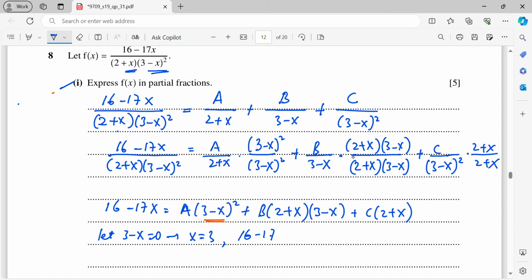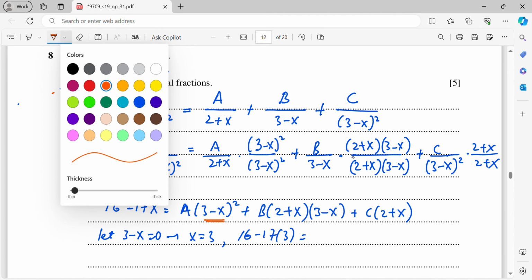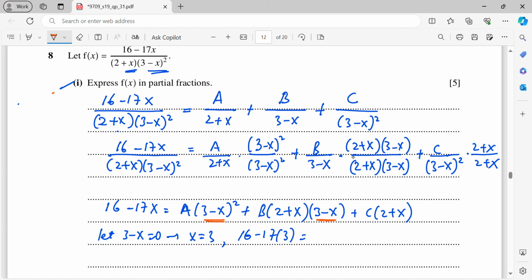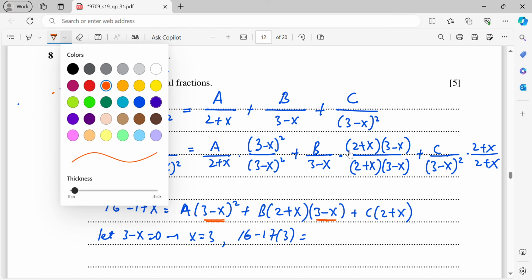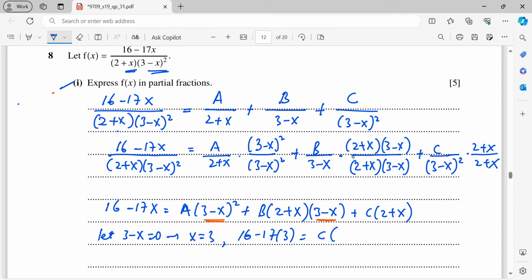16 minus 17 times 3. But from the right hand side, whenever you see 3 minus x, this term will be 0. So it means that you can't find the A, you can't find the B, because both multiplied with 0. Then you are able to find the C. So equal to C bracket 2 plus 3. So for the left hand side, you will be getting negative 35. Right hand side is 5C. Hence your C is minus 7.